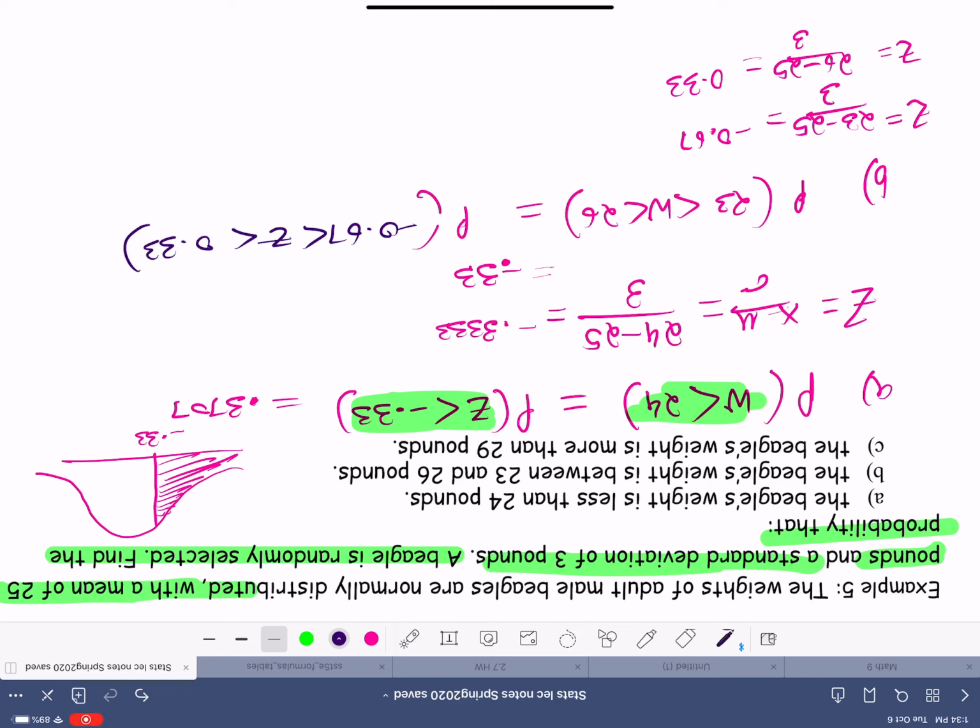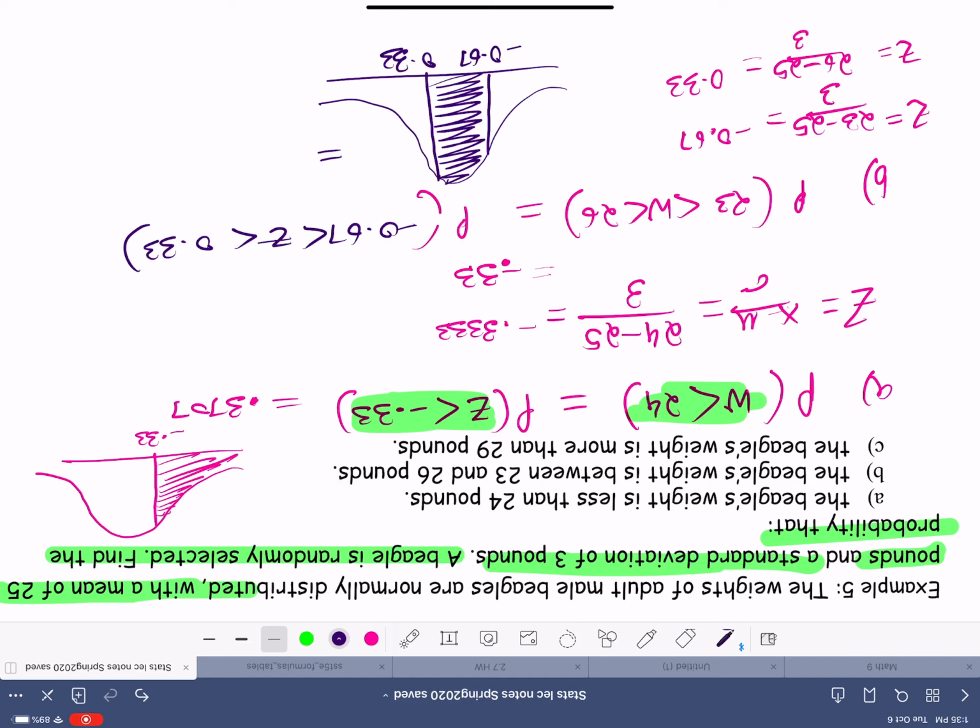Go ahead and draw the curve and see what we're looking for. Negative 0.67 is approximately here, and 0.33, a positive z-score, would be approximately here. We're looking for the area in the middle, the area in between. We practiced a lot reading the z-score table in the last section, so watch that video again. We have to find both areas, the area to the left of 0.33 and the area to the left of negative 0.67, and subtract those areas. That's what we would end up doing.